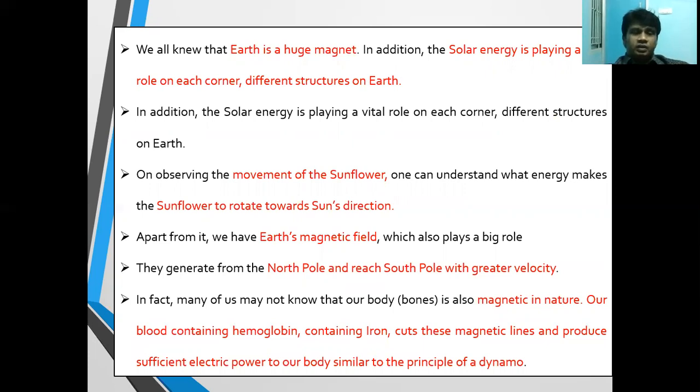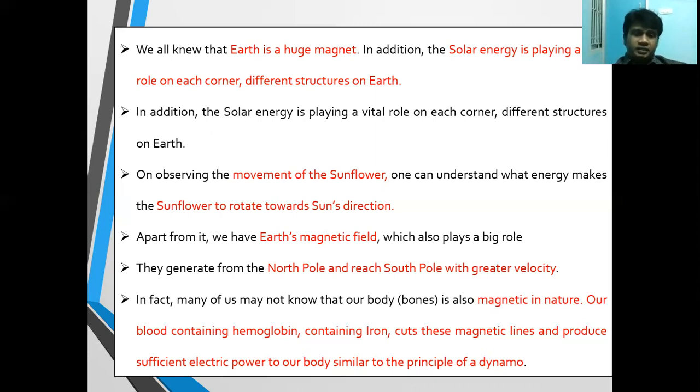You can observe the movement of the sunflower, and one can understand what energy makes the sunflower rotate towards the sun's direction. It's normally the earth's magnetic field. When you are watching a sunflower, it automatically turns according to the direction of the sun. So the main science is the earth's magnetic field. They generate from the north pole and reach the south pole with greater velocity.